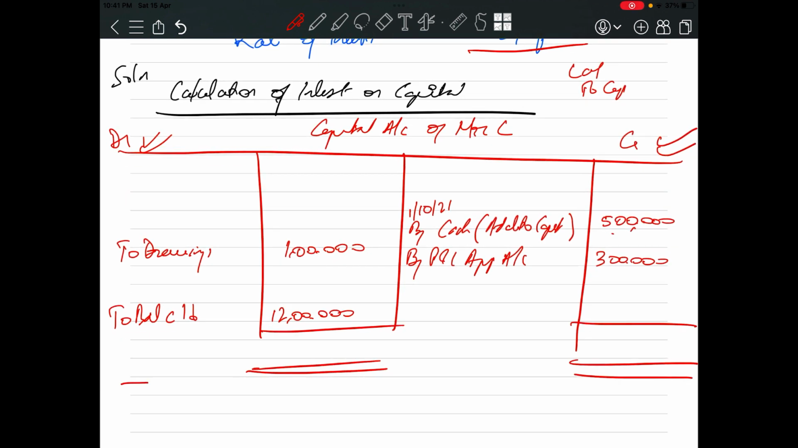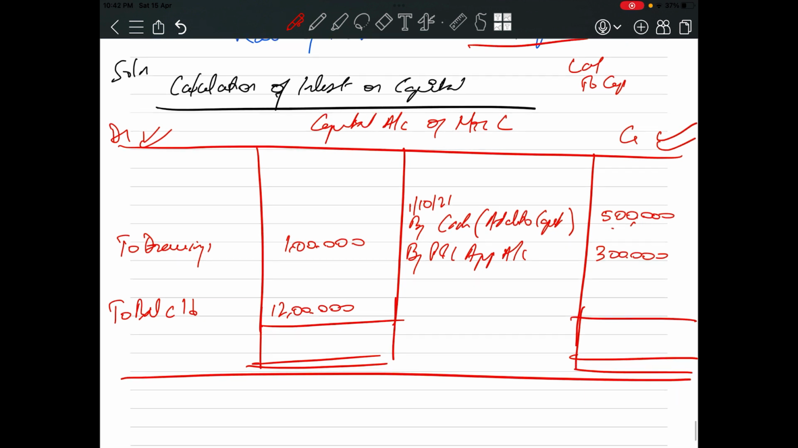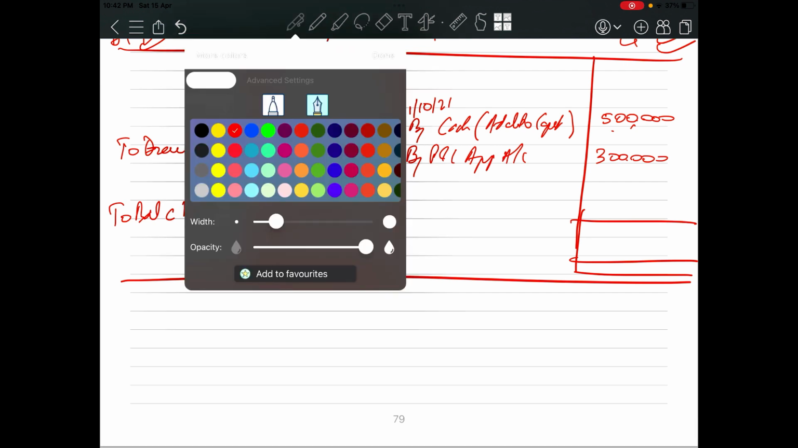Okay, so now how will we calculate the opening balance? See, how will we calculate the opening balance? What is the total of the debit side? 13 lakhs.